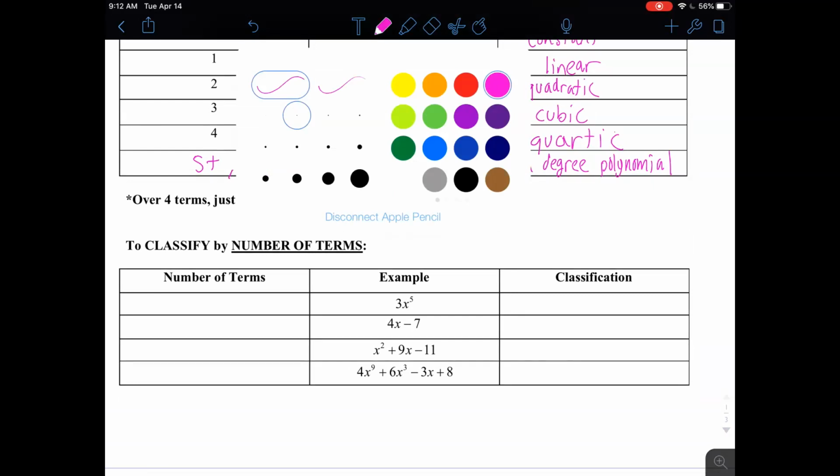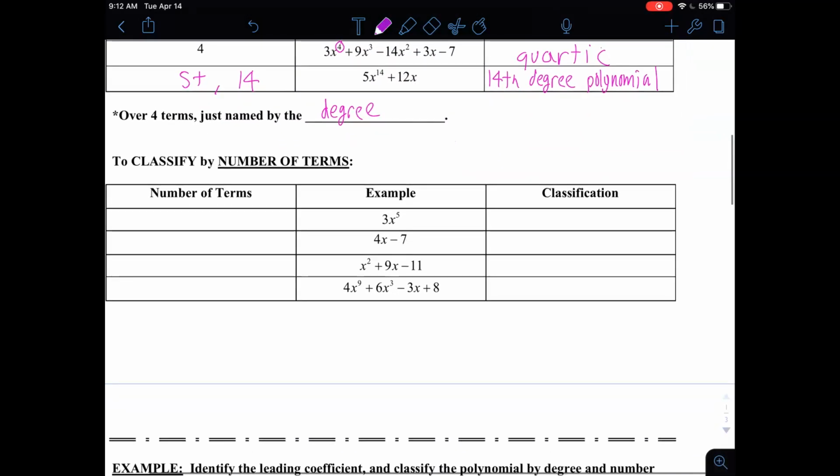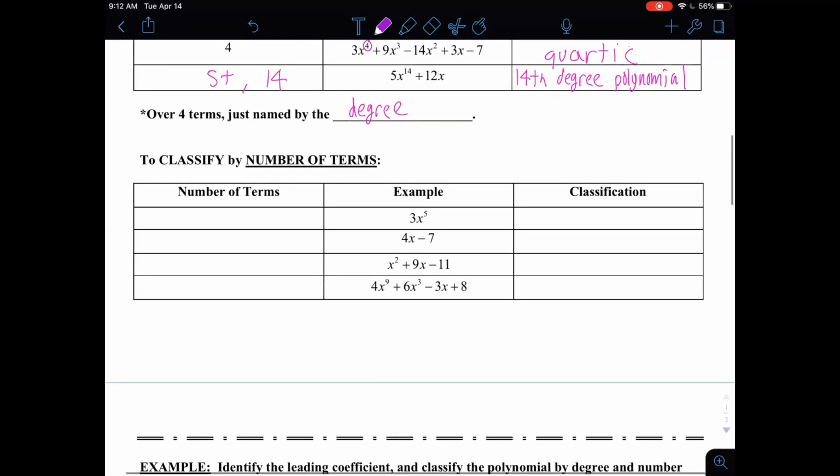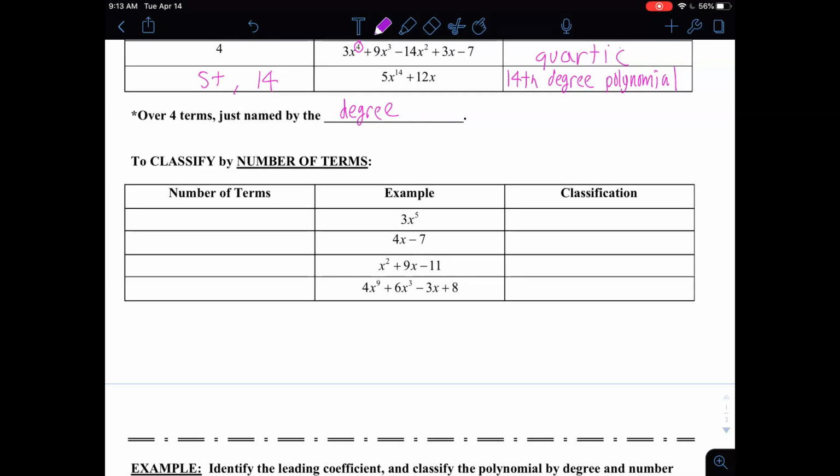Let us now move on to classifying by number of terms. I'll scroll down my notes here. Okay, so terms are however many things are separated by addition and subtraction symbols. So how many terms do you think 3x to the 5th has right here? Some people could say there's 3 things there, a 3 and an x to the 5th. But this actually only has 1 term, because there's no addition or subtraction here. So 3x to the 5th is 1 term. That's called a monomial. Say monomial. A monomial.